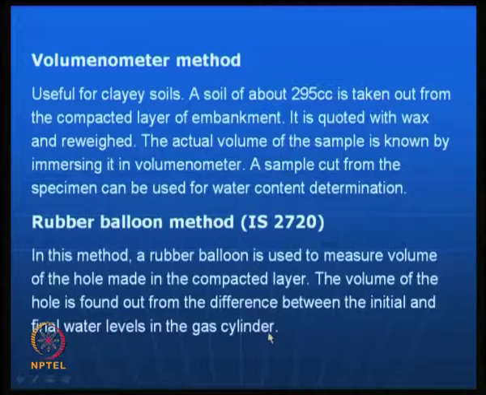Then you have what is called the rubber balloon method. In this method, a rubber balloon is used to measure the volume of the hole in the compacted layer. The volume of the hole is found out from the difference between the initial and final water levels in the gas cylinder. So, you have a couple of methods, and the objective here is to find out the volume of the hole that you have made, or the volume of the material that you have taken out. This is another simple test that people have been using.